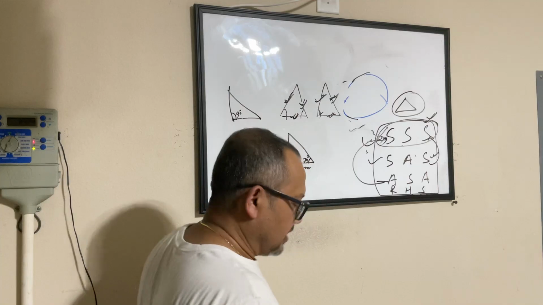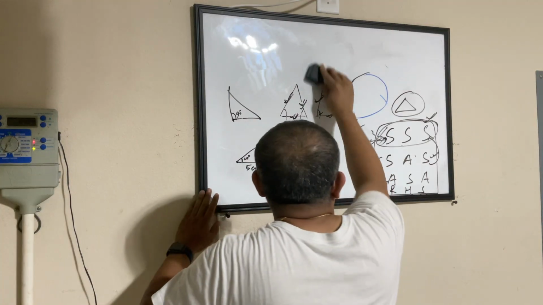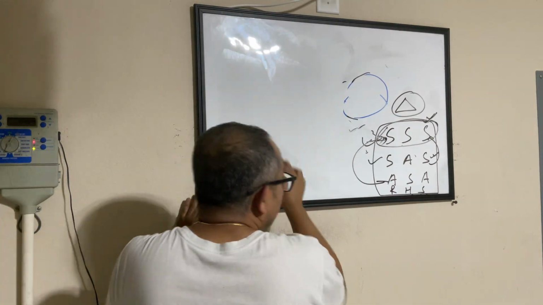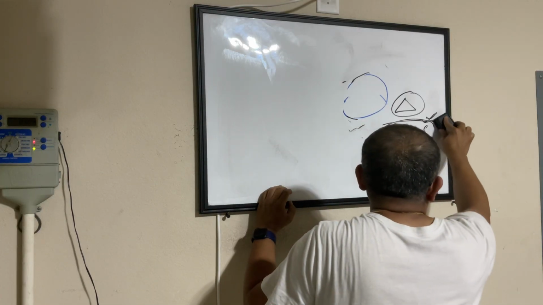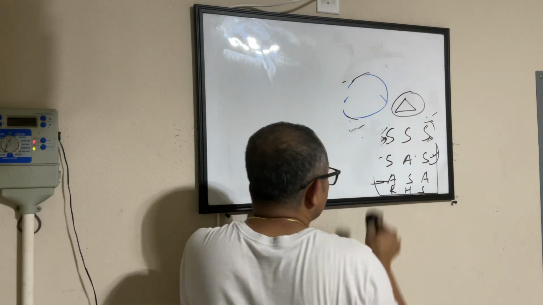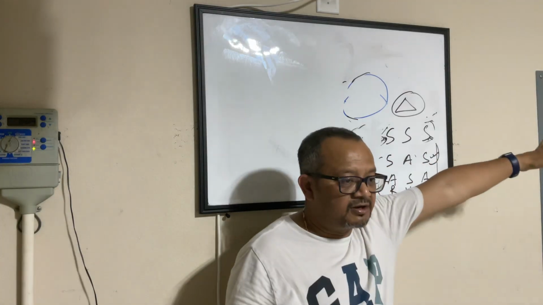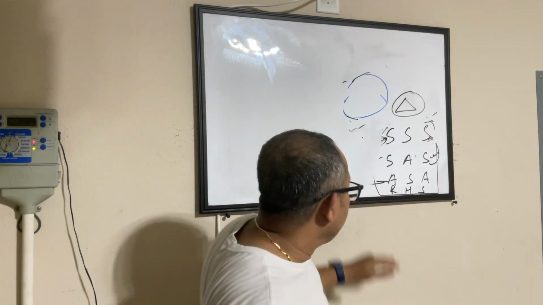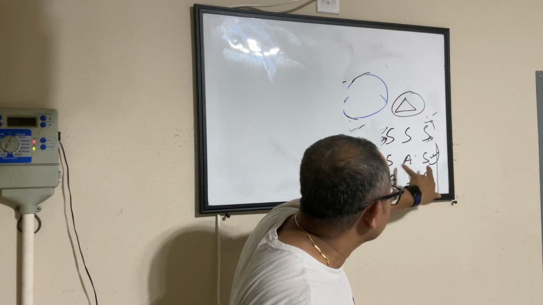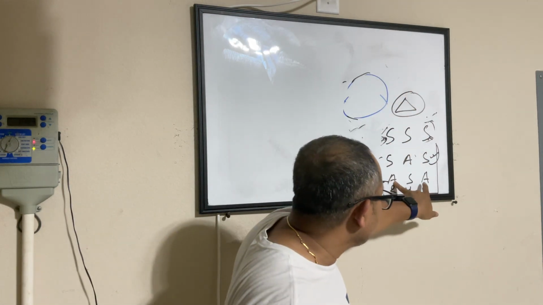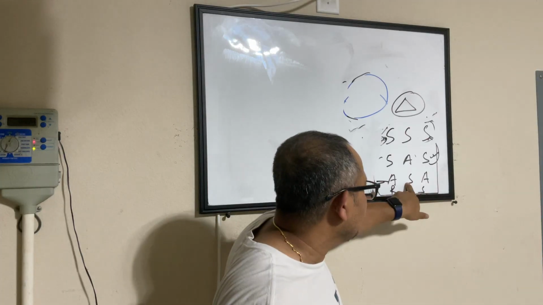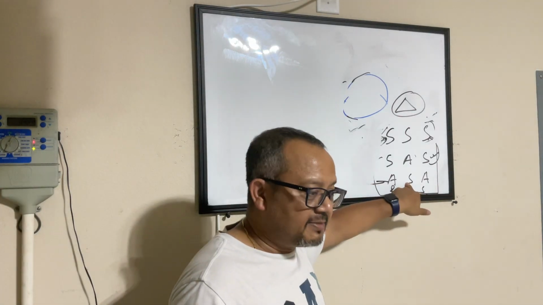Okay. Alright. So we saw three theorems, okay? SSS, meaning if there are two triangles where the three sides are matching, they will be congruent or identical. If we have two triangles where two sides and the angle between them are matching, they will be congruent. If you have two triangles where two angles and the side between them are matching, they will be congruent.